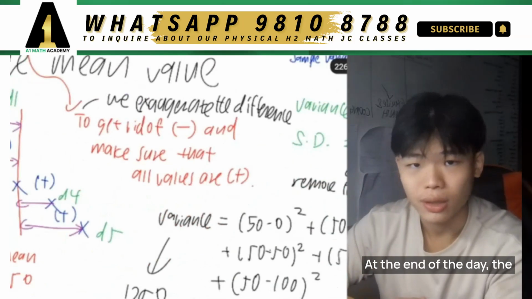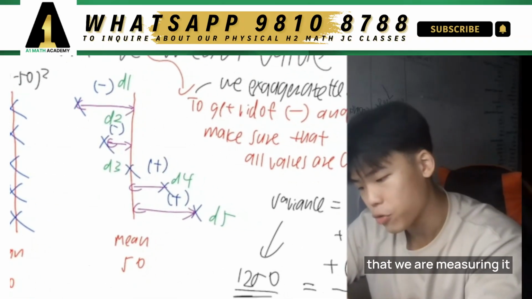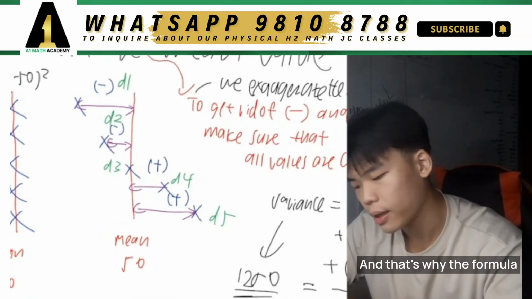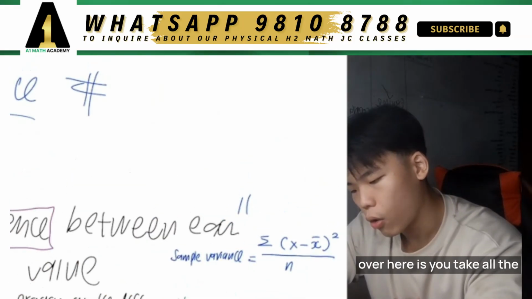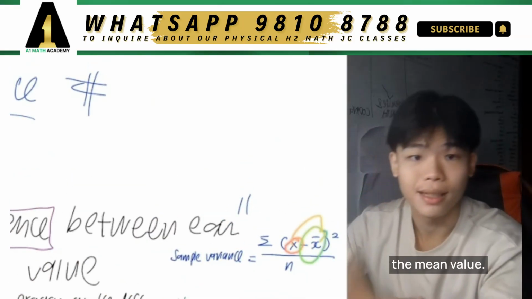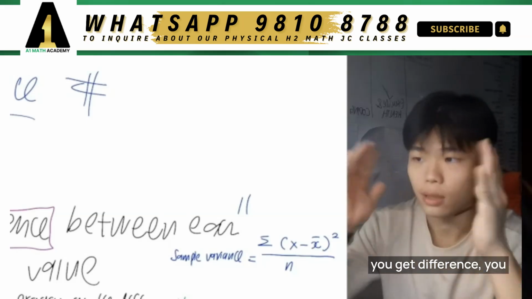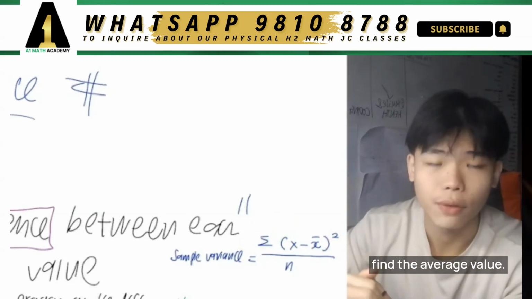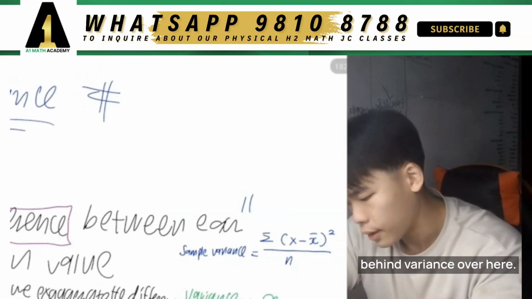At the end of the day, the key thing to note here is that we are measuring it against the mean value. And that's why the formula over here is you take all the individual values of x and you minus the mean value. So you minus, you get the difference, you square it, and then you sum all of them together, then you divide by the number of values to find the average value. All right, so that's the whole idea behind variance over here.